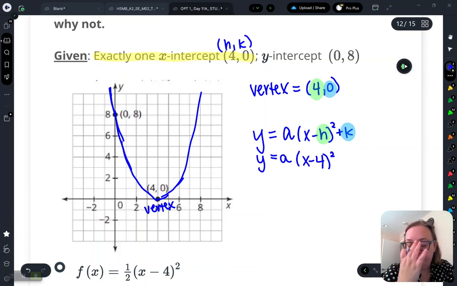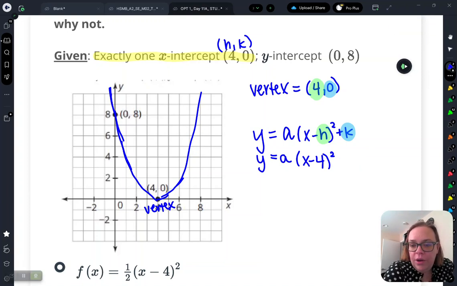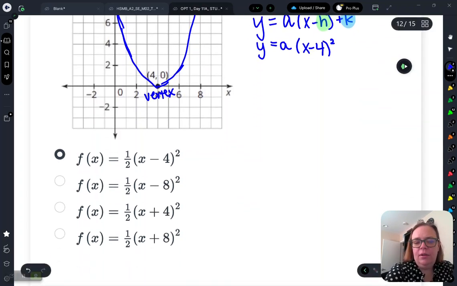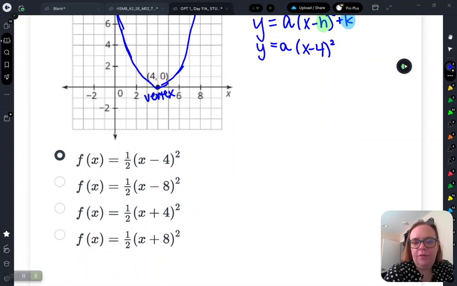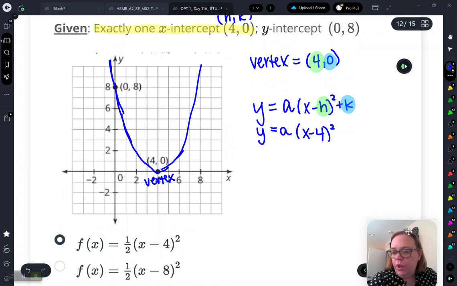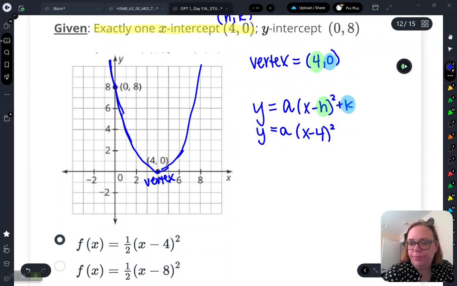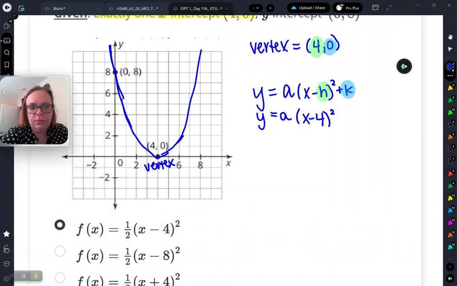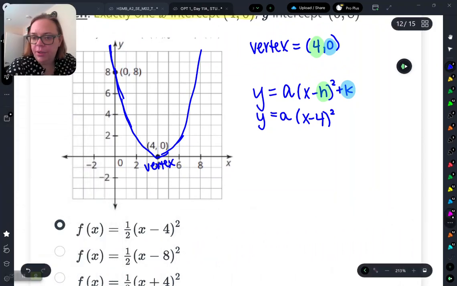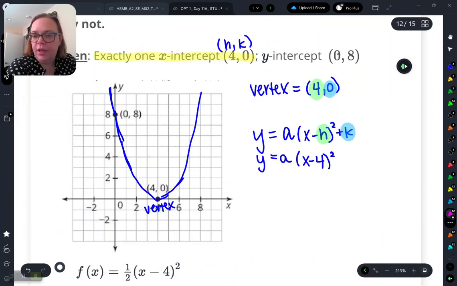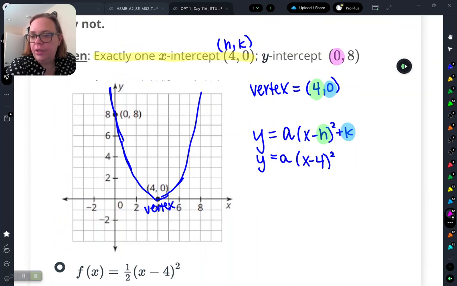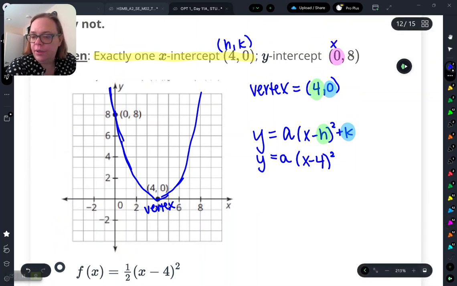Now, how do I know what a is? Well, I can see it's positive, but positive what? All of these have the same a of 1/2, but I want to show you how you can get that 1/2. What you can do is take the x-intercept or the y-intercept they give us, and substitute 0 for x, because it's the x-coordinate, and 8 for y. What just happened?